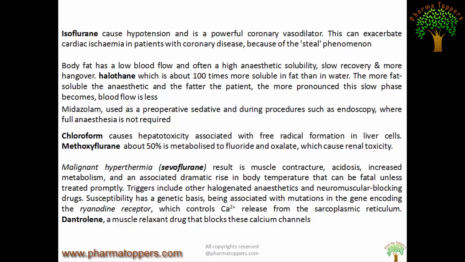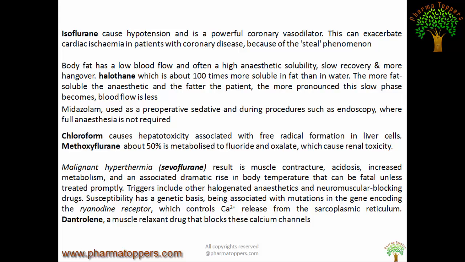So coming to malignant hyperthermia, which is the side effect of sevoflurane and halothane, it is caused due to the heat production in the skeletal muscle because of the excessive release of calcium from the sarcoplasmic reticulum, as a result of which muscular contraction, acidosis, increased metabolism, and a dramatic increase in the body temperature occur, which proves to be fatal if it is untreated.